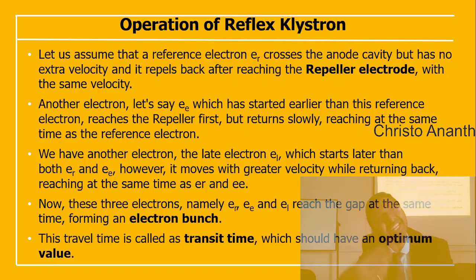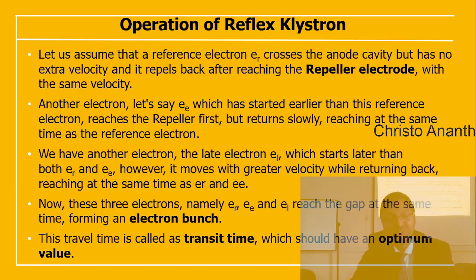Now we have another electron, the late electron, which starts later than the early electron and the reference electron, but it moves with greater velocity while returning. So it also returns at the same time as the early electron as well as the reference electron. All these three electrons, early electron, reference electron and late electron, reach the gap at the same time, forming an electron bunch.